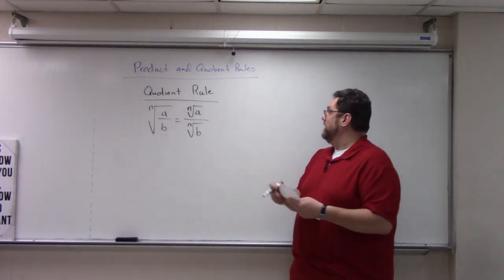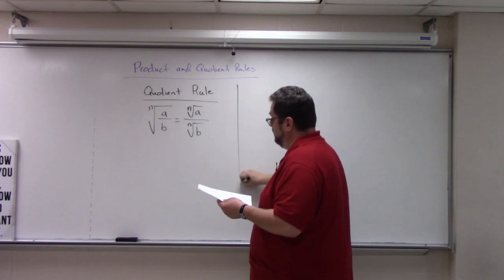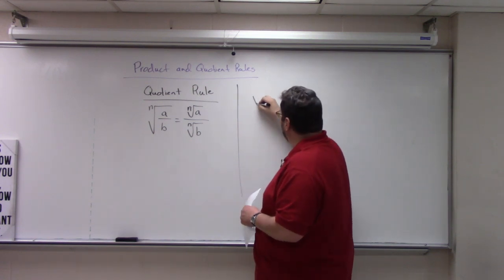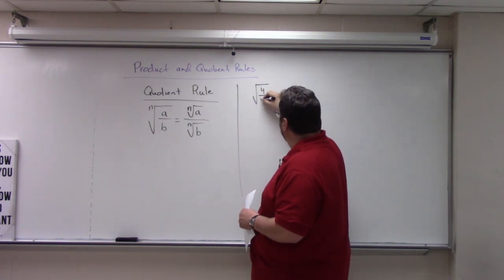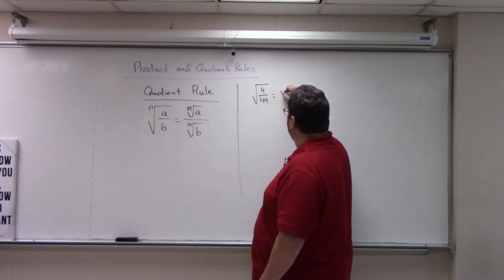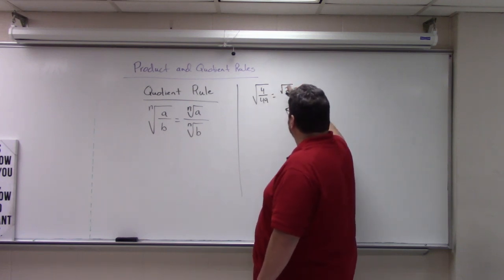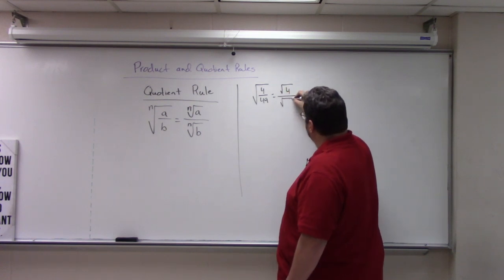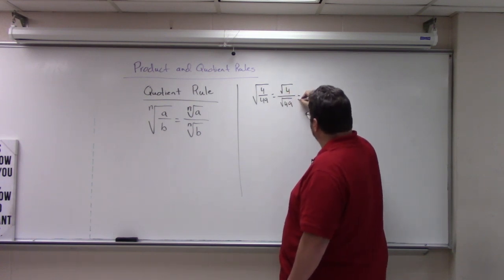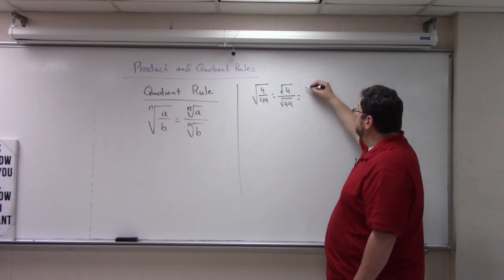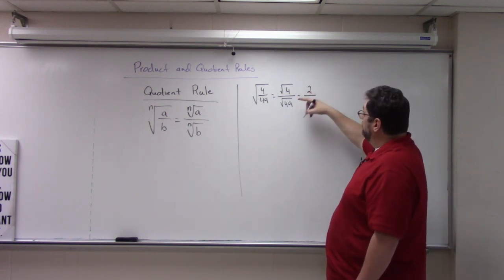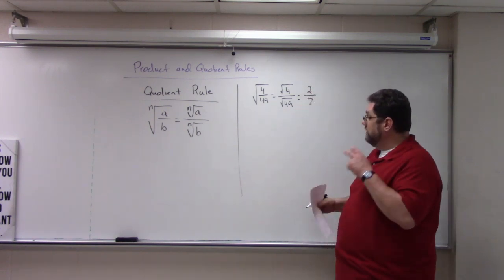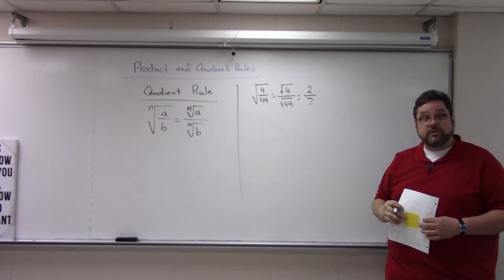All right, so if I were to ask you, for example, what is the square root of 4 over 49? Well, that's just the square root of 4 over the square root of 49. And what is the square root of 4? Well, it's 2. And the square root of 49 is 7. All right, and that's all there is to it.